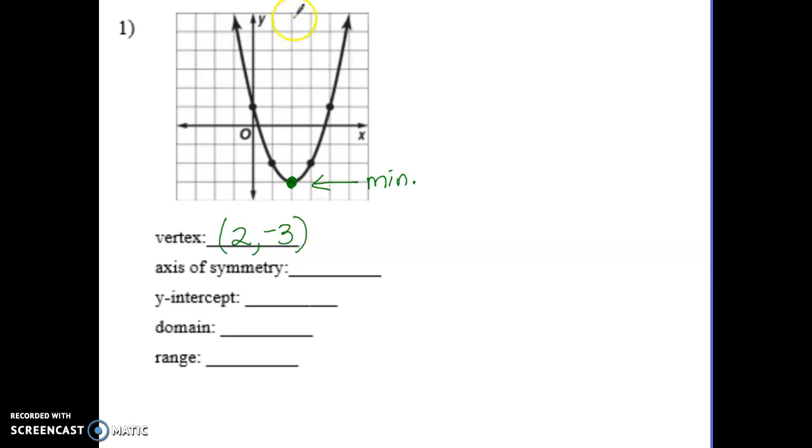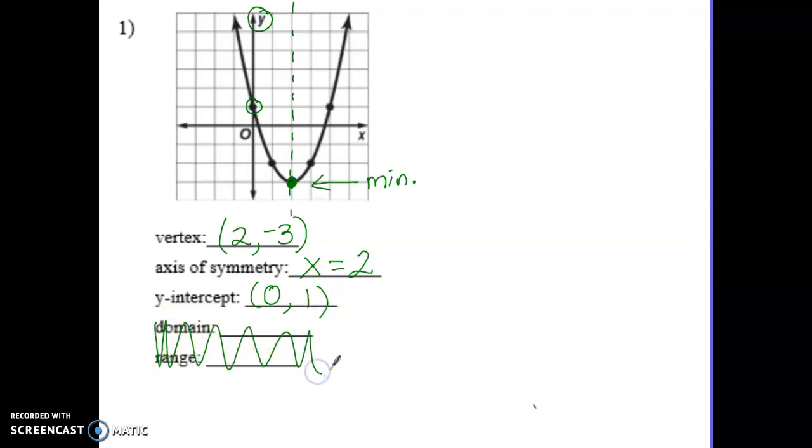The axis of symmetry is that imaginary line that goes right through the center. Remember, it always goes through the vertex, and it's going to be x equals the x value of the vertex, which is 2. Now, the reason why, look at this line. Everywhere this line is, x is 2, all along that line. The y-intercept is where the graph crosses the y-axis, which would be right here. The y-intercept is what y equals when x is 0. So when x is 0, y is at 1.